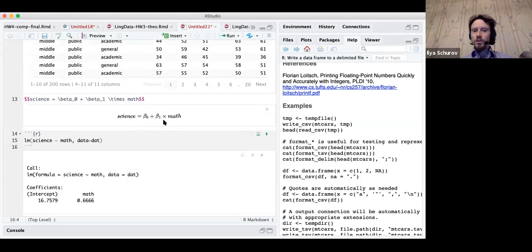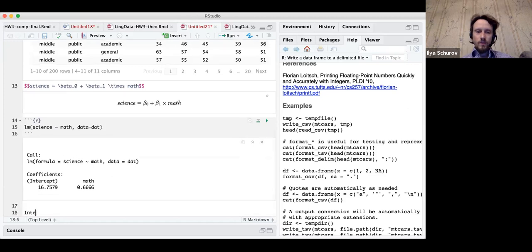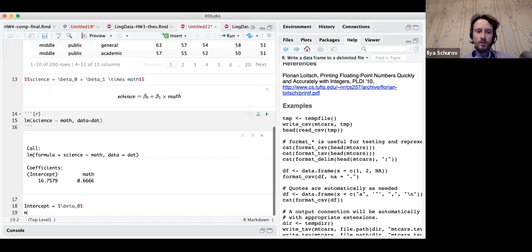We fit this beta naught and beta one and get this formula, these coefficients. Actually, this coefficient is called intercept. This is the same as this beta naught. And this is the coefficient behind math. This is our beta one. Here, intercept is the same as beta naught, and math is beta one.